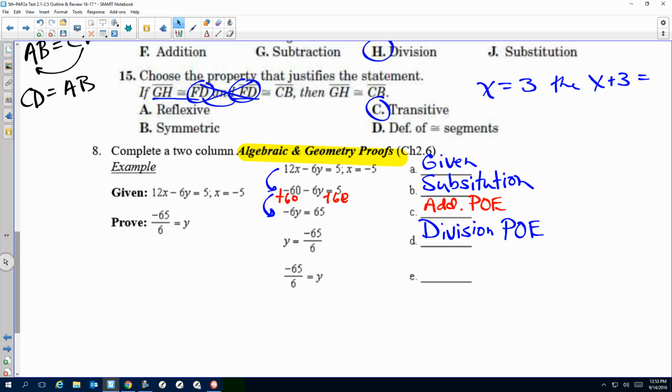What happened from this step to this step? What did they do? They flipped it. They put this here and that there. They switched them around. What is that called? Symmetric property. Nope, it's not a POE.